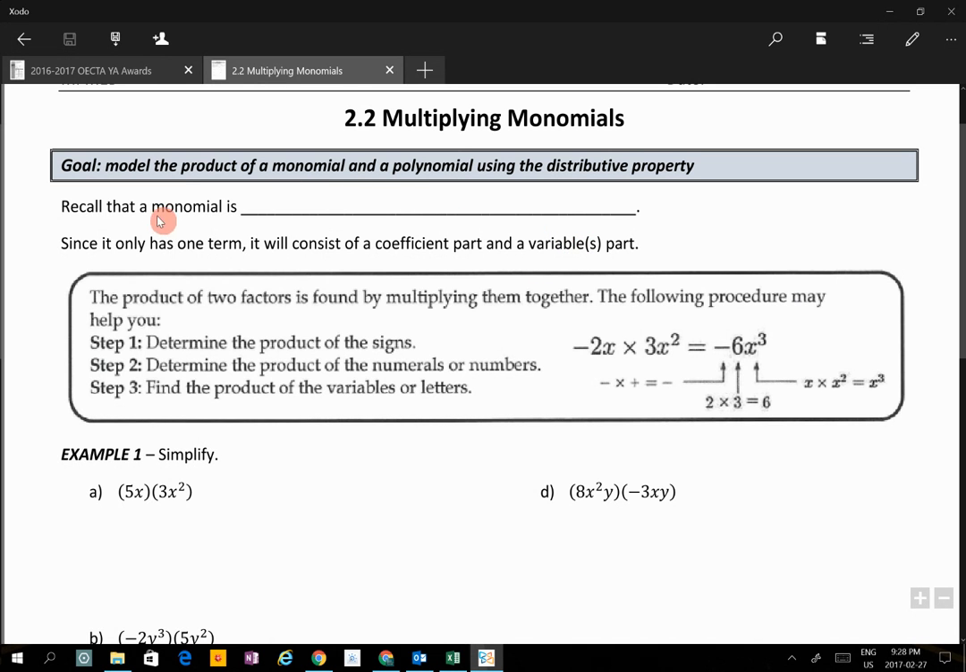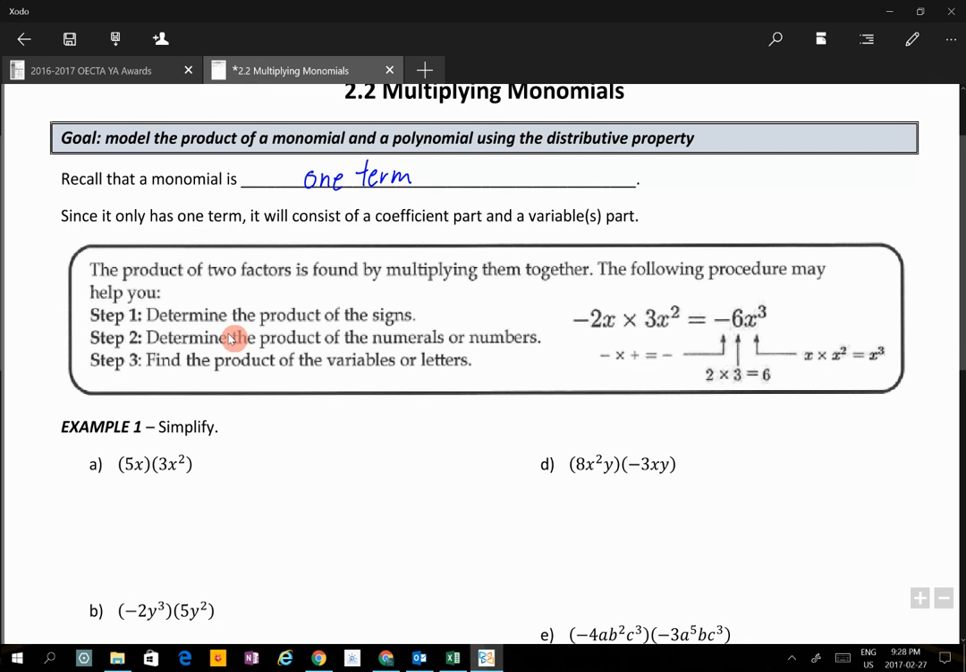So let's recall for a moment here that the monomial is what? Well, it is a one-term, like a one-term polynomial. Okay, and remember, a term has two parts. It has a coefficient and it has a variable part. So that's what my term consists of. So what about multiplying monomials? Well, the product of two factors is found by multiplying them together. So the following procedure may help you.